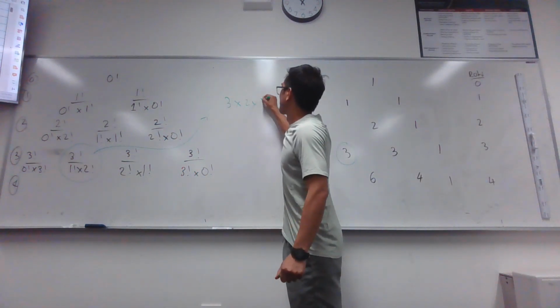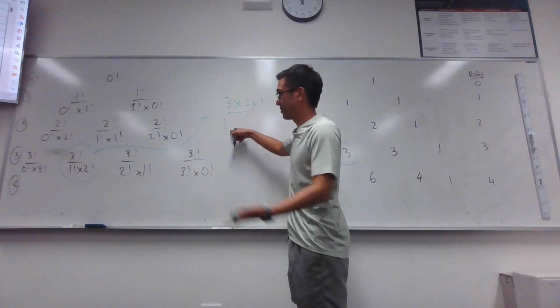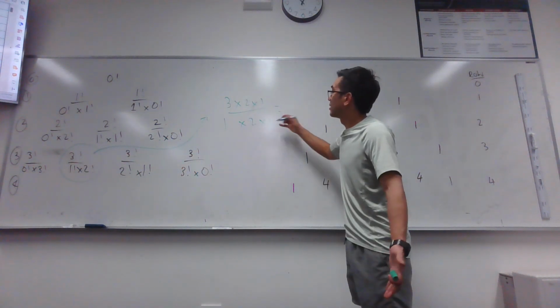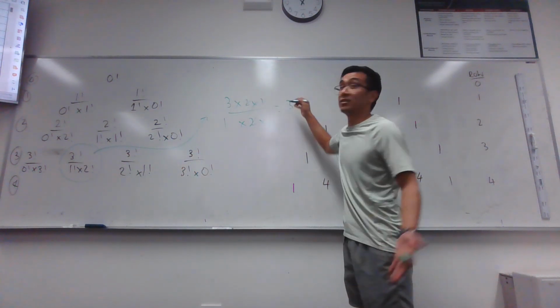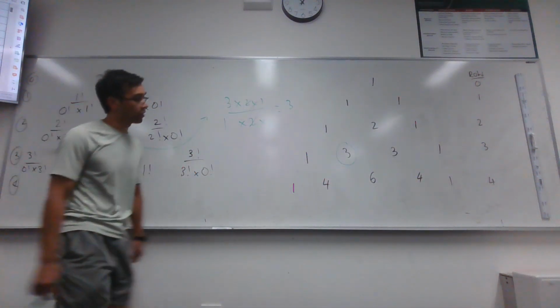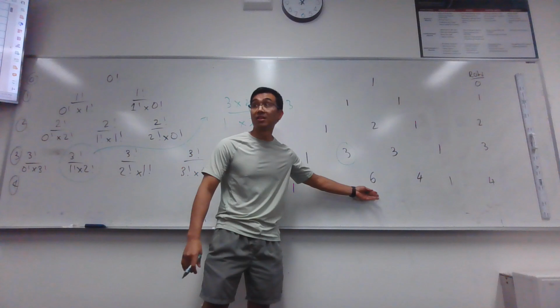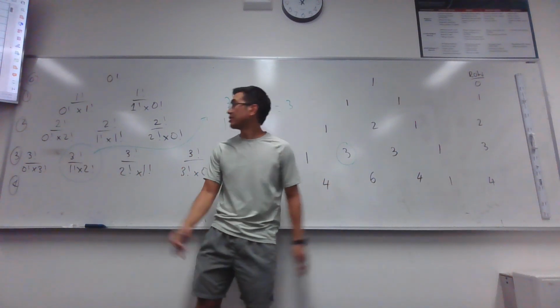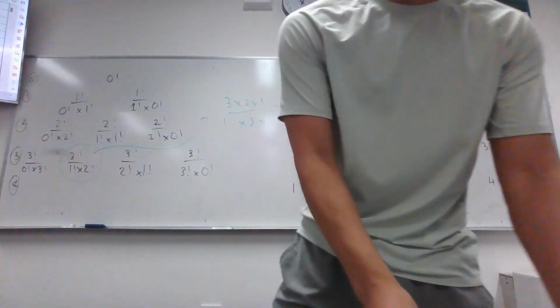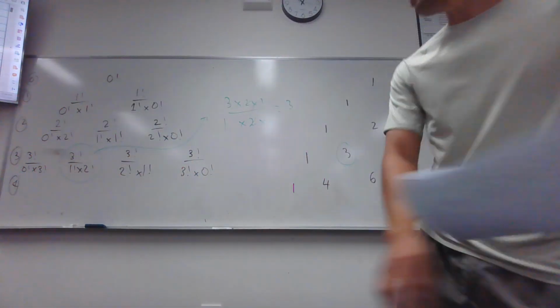3 times 2 times 1. 1 times 2 times 1. Okay. Cancel, cancel. 3. If we did the next row, which I'm not going to do, when we do the 6, it works out. You just need to know the pattern. Okay. Now, we're getting somewhere.